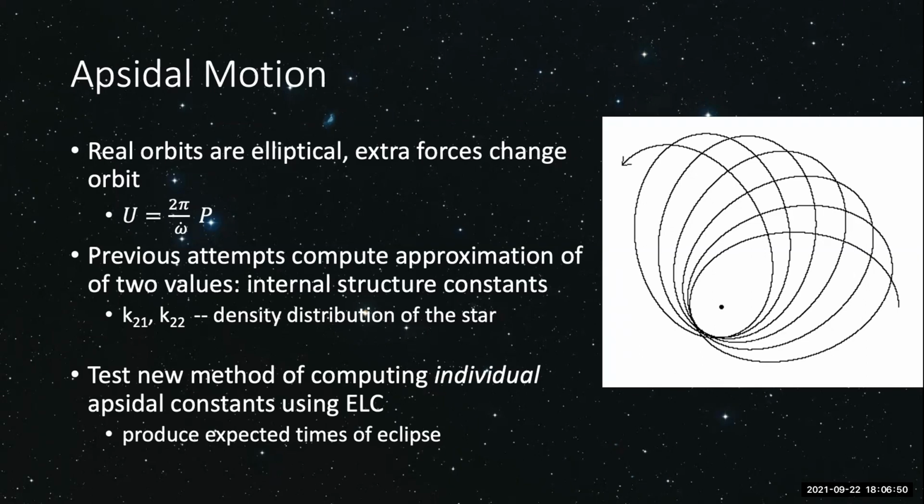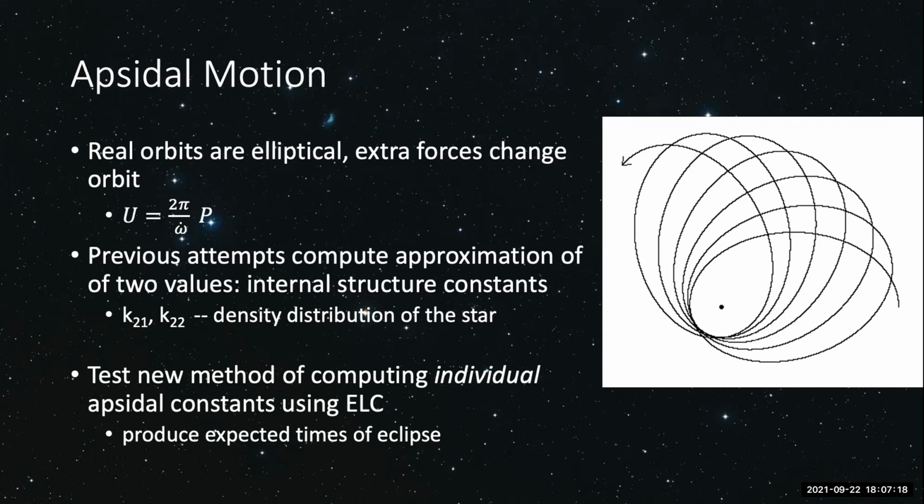Previous attempts to investigate the apsidal motion have been generally successful, but they only use an approximation of two values, which we are calling the internal structure constants. And these are the important ones that we're looking for here. We call them K21 and K22, K2-1 for the primary star, K2-2 for the secondary. And what they tell us is the density distribution inside the star.